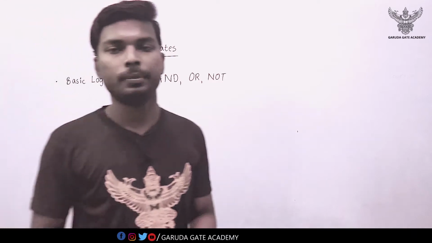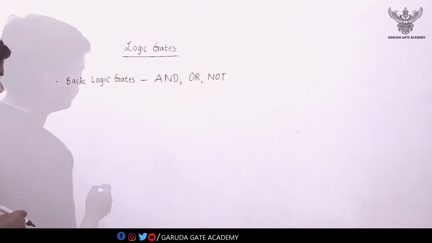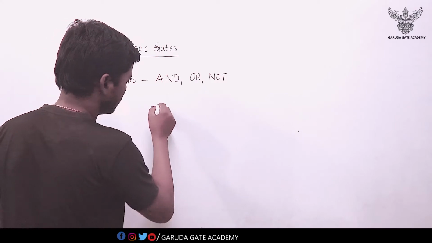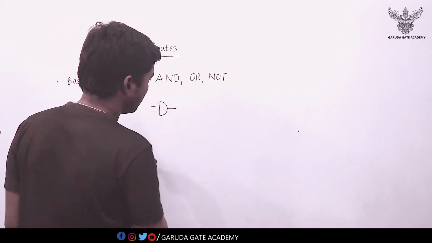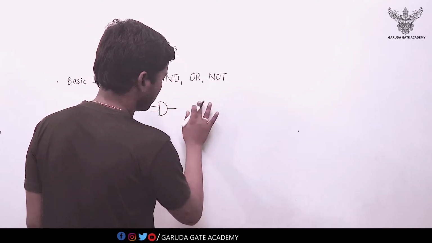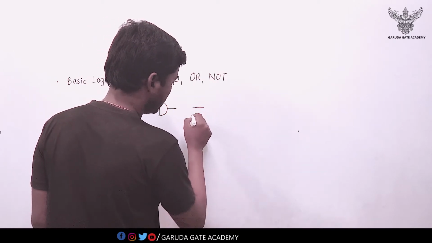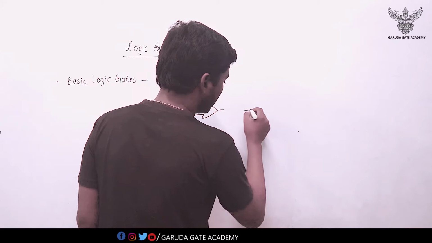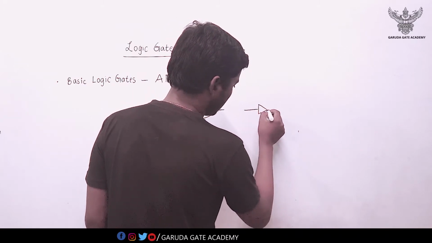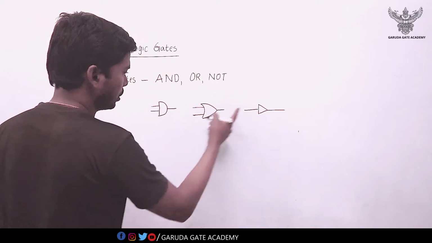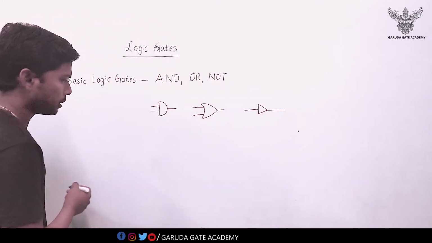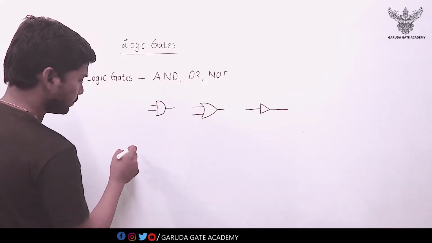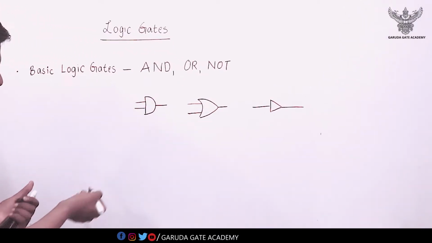And in this course we will be looking at the truth table and circuit diagram of these AND, OR, NOT gates. Okay, so let us see them first. So AND gate is represented like this, and OR gate is represented as this, and NOT gate is this. Okay, AND, OR, NOT. So let us see the truth table of AND first.